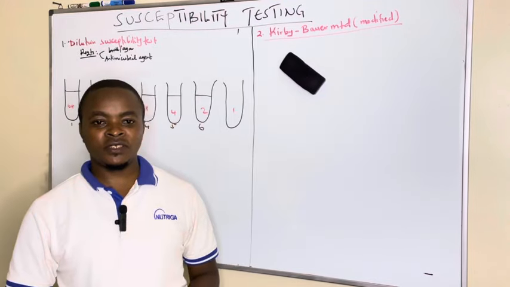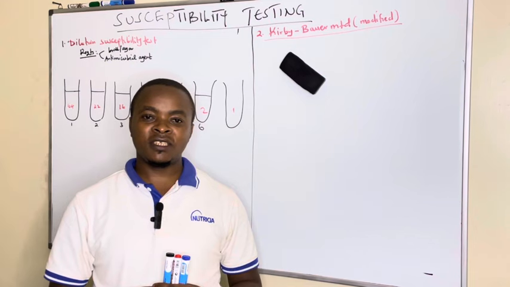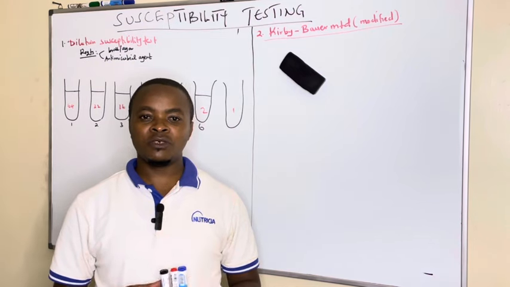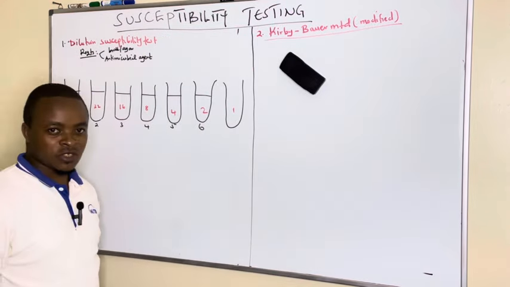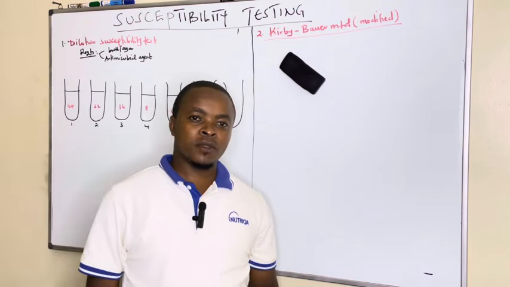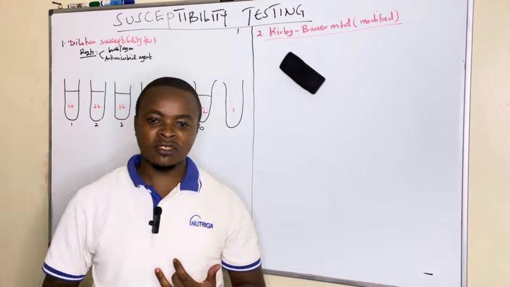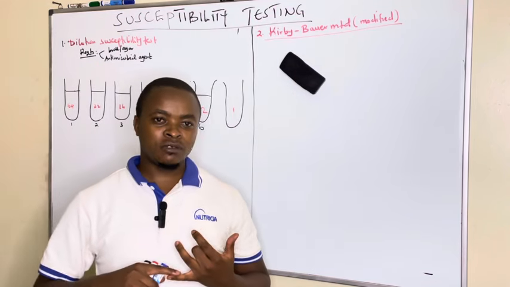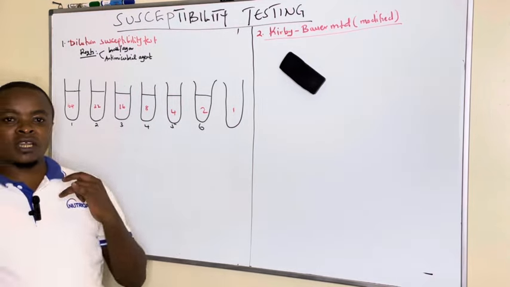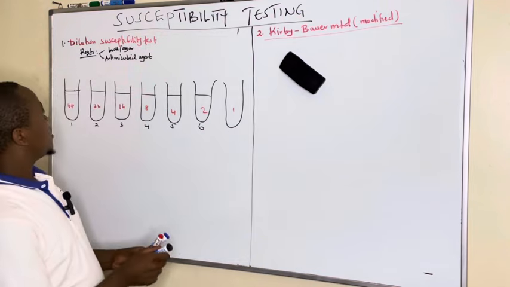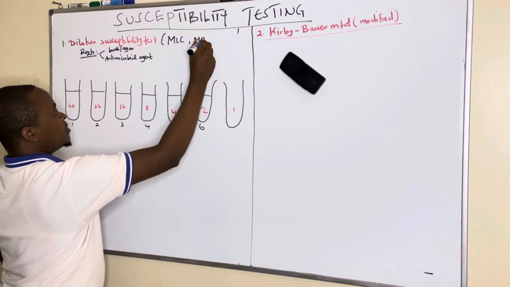Welcome to this session in the series on antimicrobial susceptibility testing. We are looking at which methods we use. Under susceptibility testing, we do what we call dilution susceptibility testing, where we are looking at MIC and MBC. So here we shall be looking at MIC and MBC.